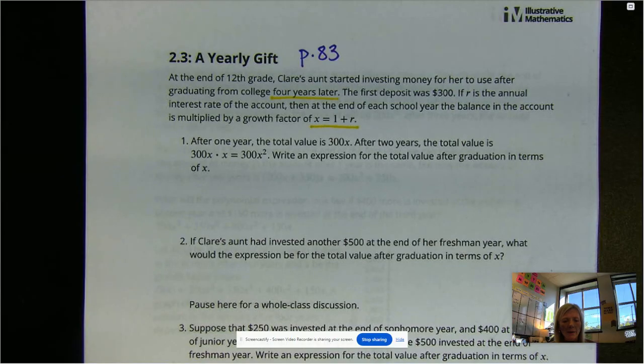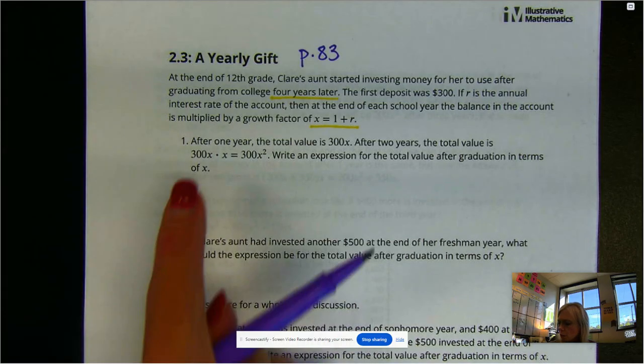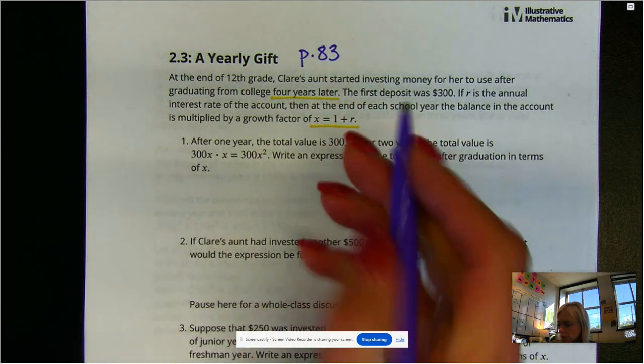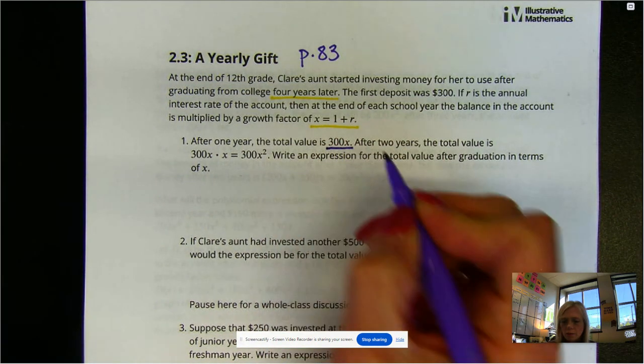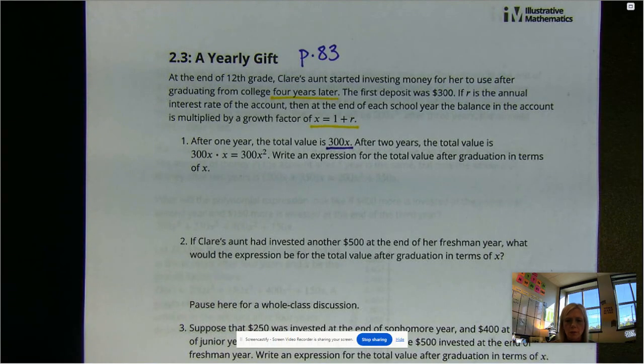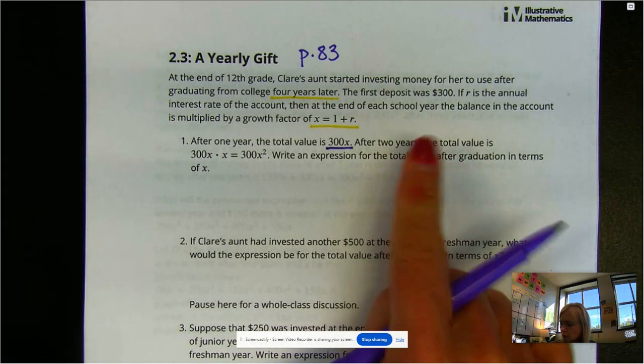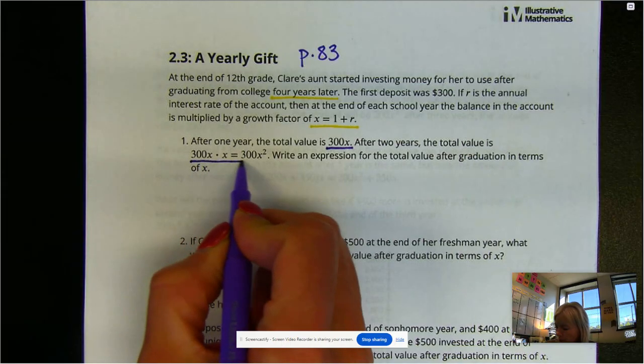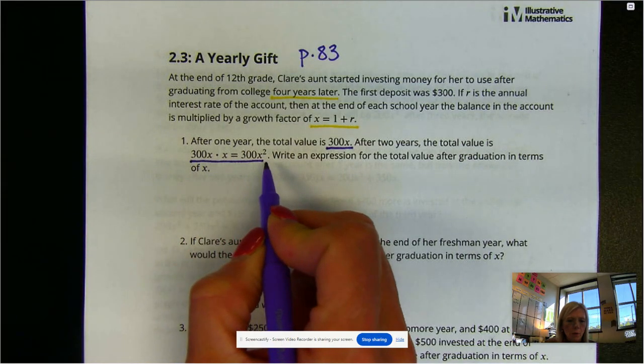And we're going to come back to the 1 plus R idea, but for now, understand every year that investment is multiplied by X. So if the money is only in the account for 1 year, it gets multiplied by X. For 2 years, X to the second. For 3 years, X to the third, and so on. All right. So after 1 year, the total value is 300X. So that initial deposit has been earning interest for 1 year. So then after 2 years, it will be that 300X times another X, or 300X squared.